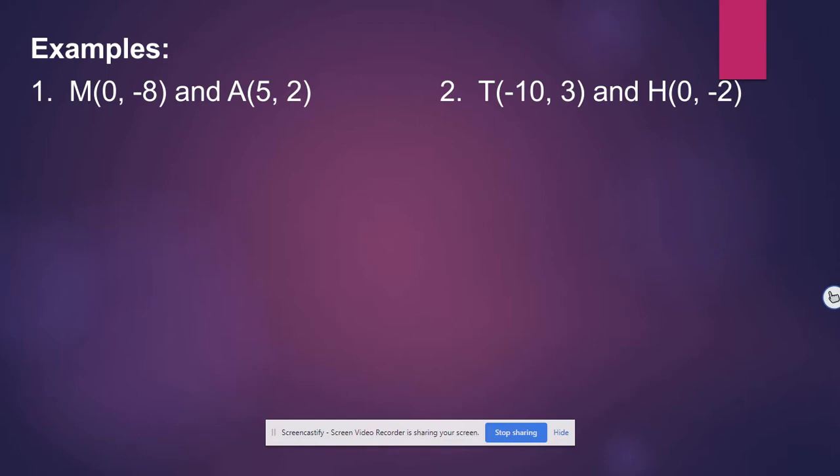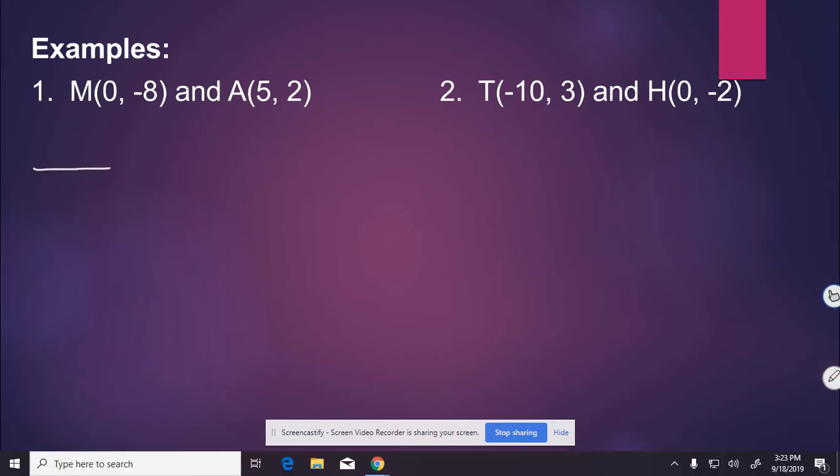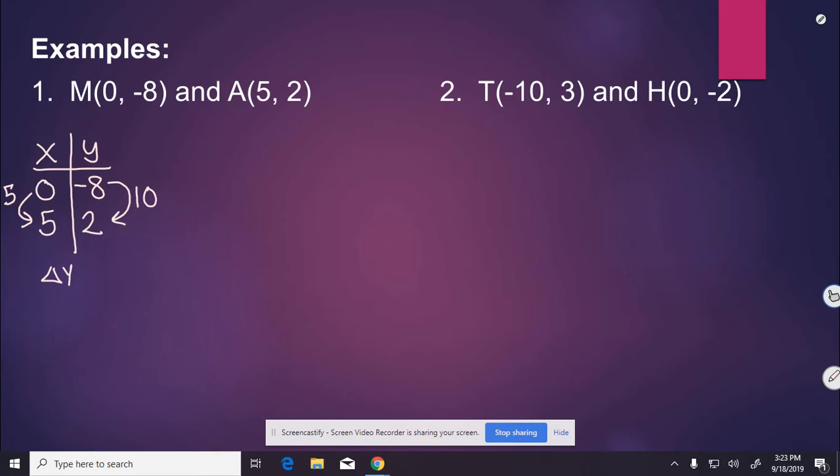So we have the points (0, -8) and (5, 2). Okay, so I'm going to set up my table of values and put in those 2 points. We have x and y. 0 is an x, -8 is the y, 5 is the x, 2 is the corresponding y. And I find my slope. -8 to 2 is going up 10. 0 to 5 is going up 5. So the change in y over the change in x is 10 divided by 5, which equals 2.